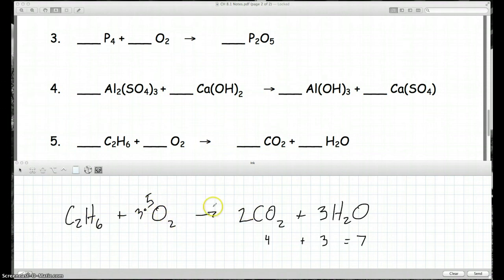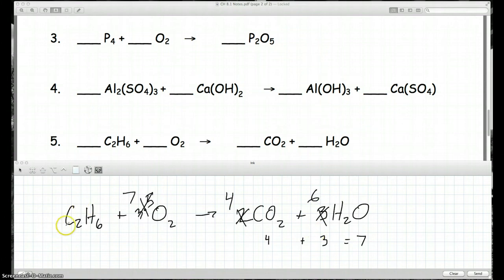Now this can't be the final answer because I can't have a decimal number for a coefficient. I always got to use whole numbers out front here. But this is just a trick to get it balanced. Because if I think about it, I got 2 C's, 6 H's, 6 H's, 7 O's over here, 3.5 times 2 is 7 O's. So it is balanced. So what I do to get my final answer is I go through and I double all the coefficients. So the 3.5 becomes 7. The 2 here becomes 4. The 3 becomes 6.